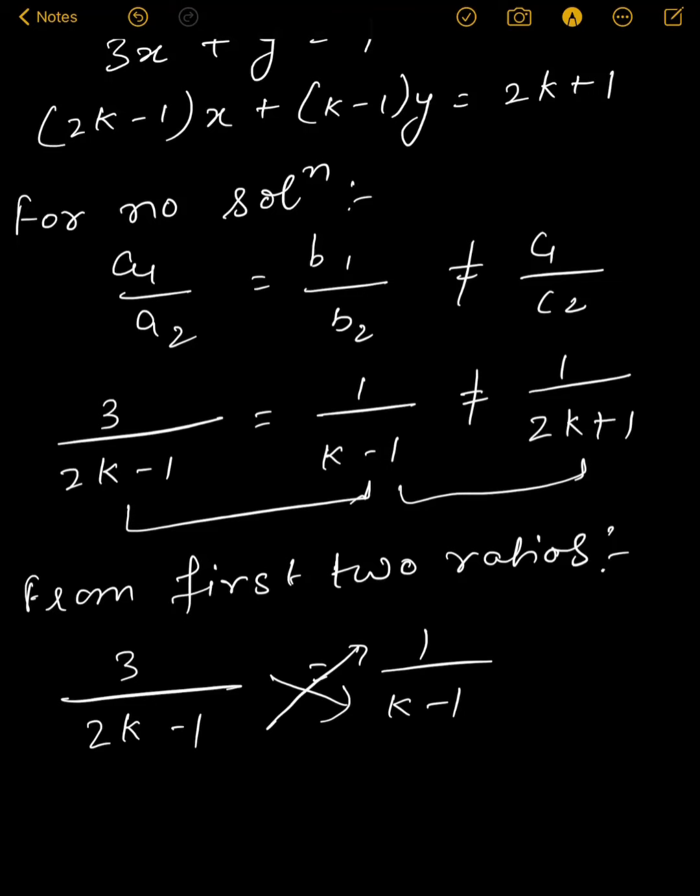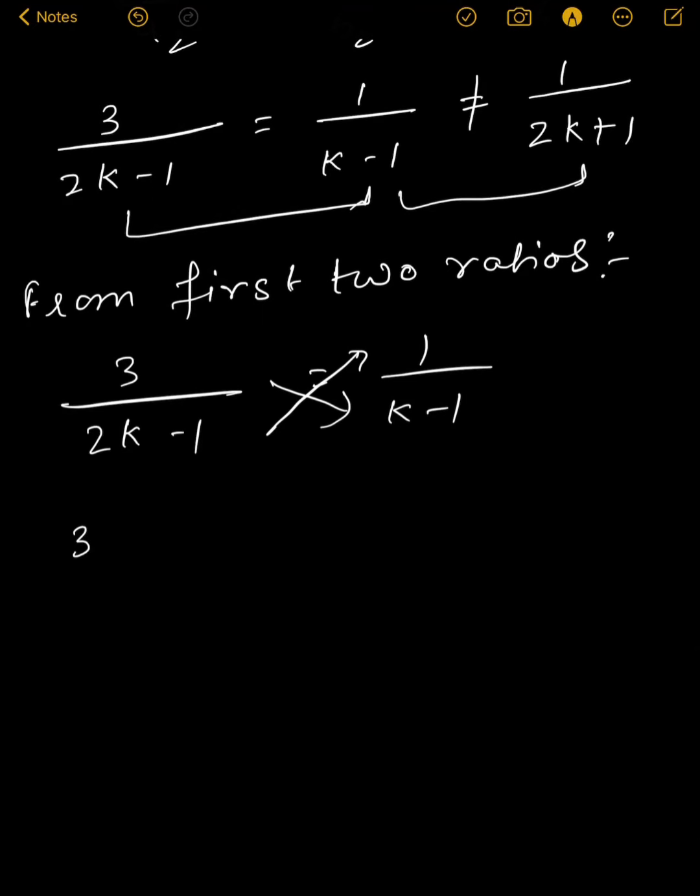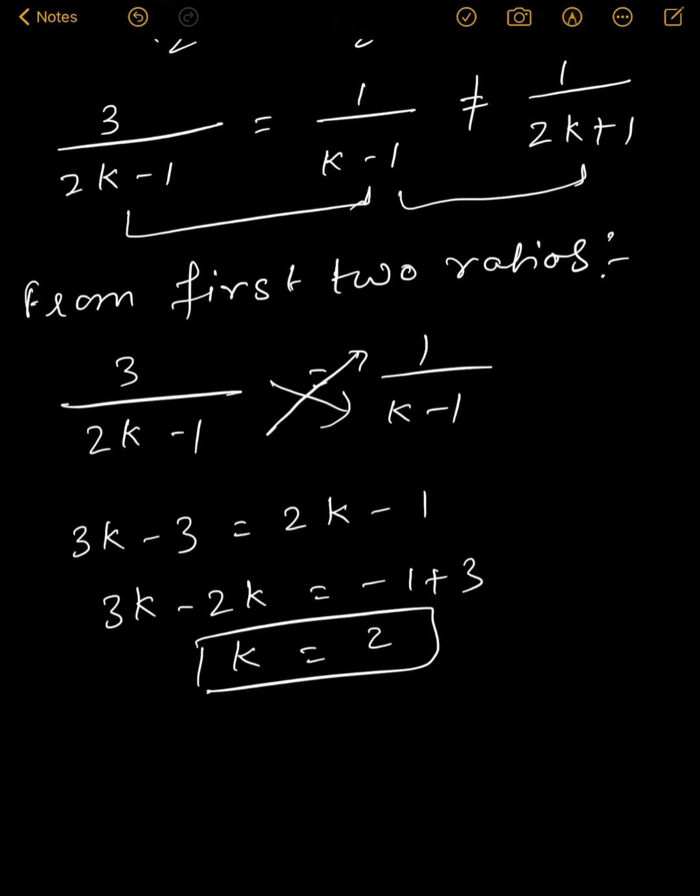You can cross multiply them. So this will give you 3k minus 3 equals 2k minus 1. This is 3k minus 2k equals minus 1 plus 3. This is 2 and this is k. So the value of k is 2, sorry.